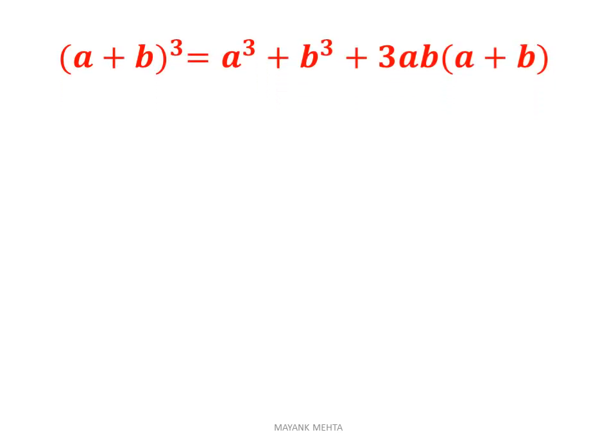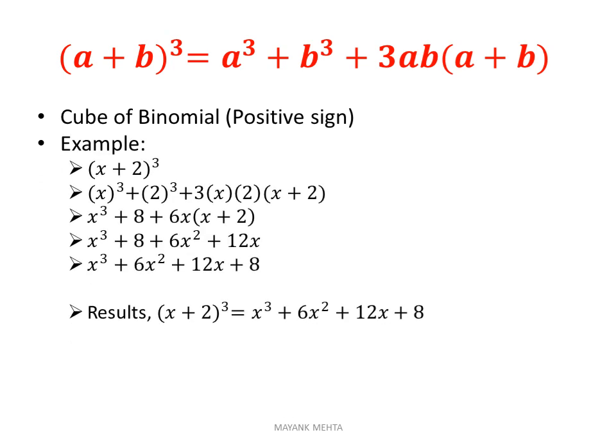Now we'll take the next identity, (a+b)³. That is a³ + b³ + 3ab(a+b). Write down this identity also in your notebook, so it will be very helpful when you solve the questions. This is the cube of a binomial with a positive sign.